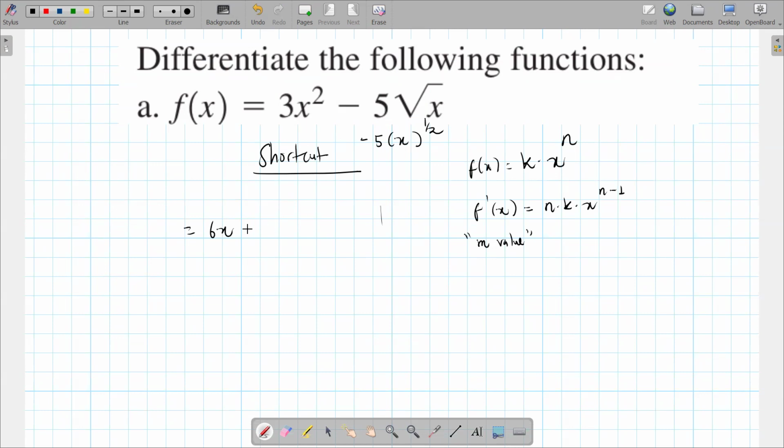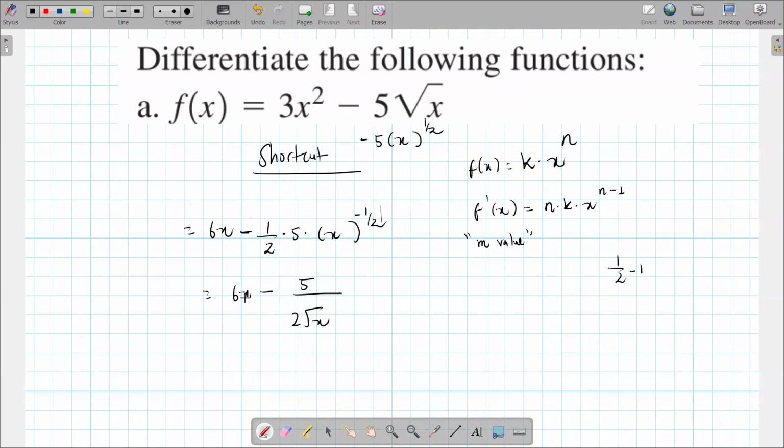So 1 over 2 comes down. Okay, look at this. The n comes down. So 1 over 2 comes down. 1 over 2 times 5 times your x. What's the new power of x? You take 1 away from a half. Yeah? 1 over 2 minus 1 is negative 1 over 2. So this is 6x minus 5 over 2 root x.